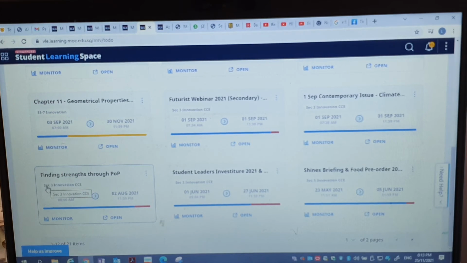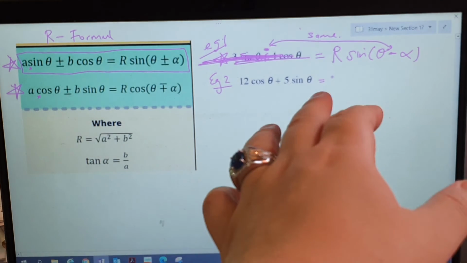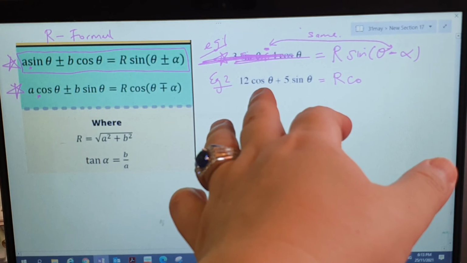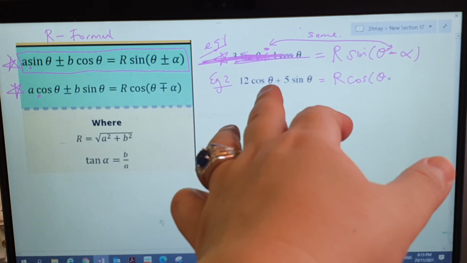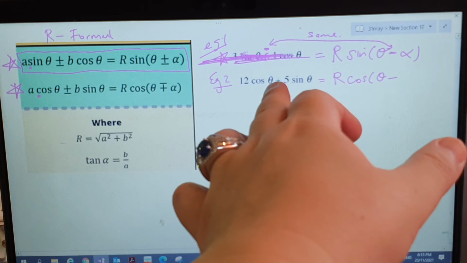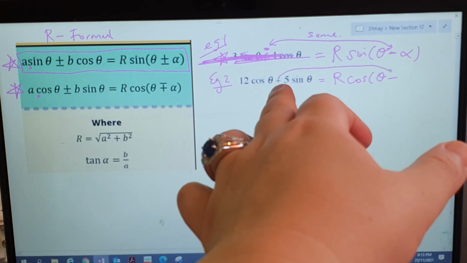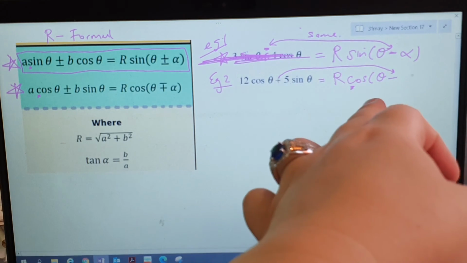Now let's go back to the story. Let's say you are given this question. This one is done already. Let's say now you are given example 2 and I want you to express it in terms of a number times cosine. Theta is a variable, so theta we don't know the value, just write as theta. Now when it is cosine, if down here is plus, down here will be minus. Remember, cosine, you must change the sign.